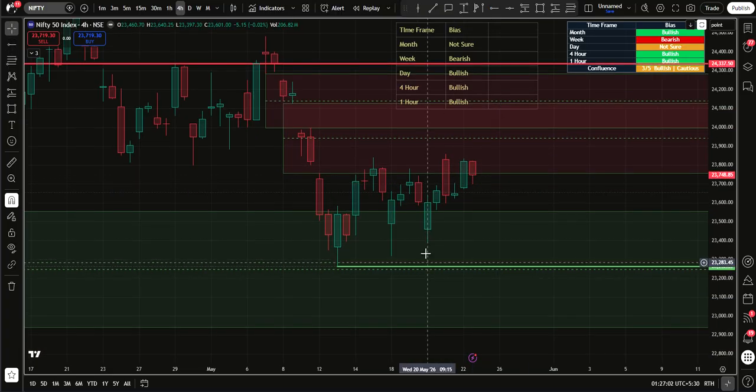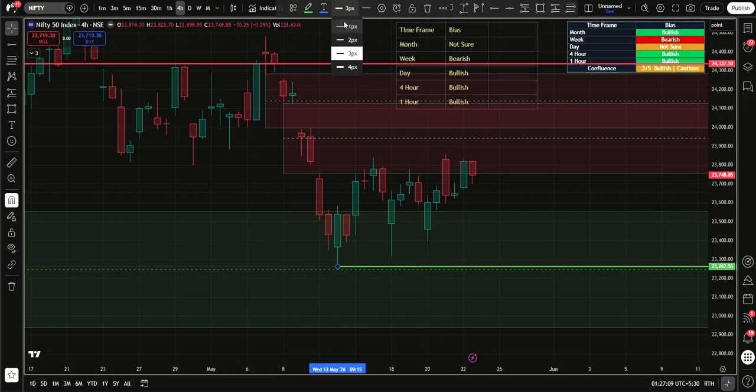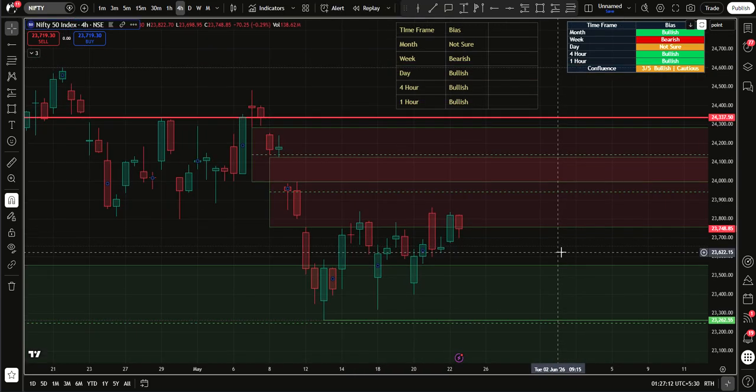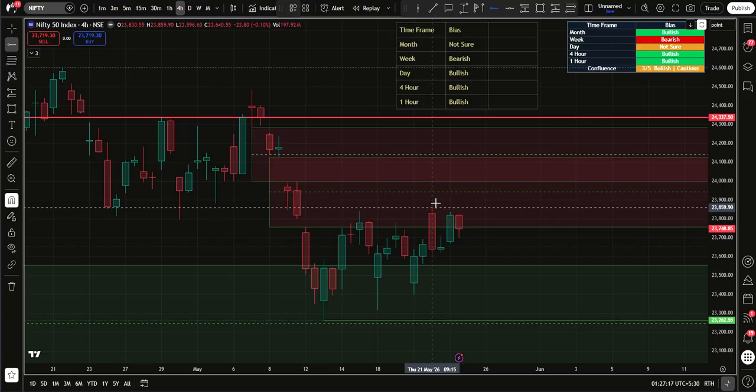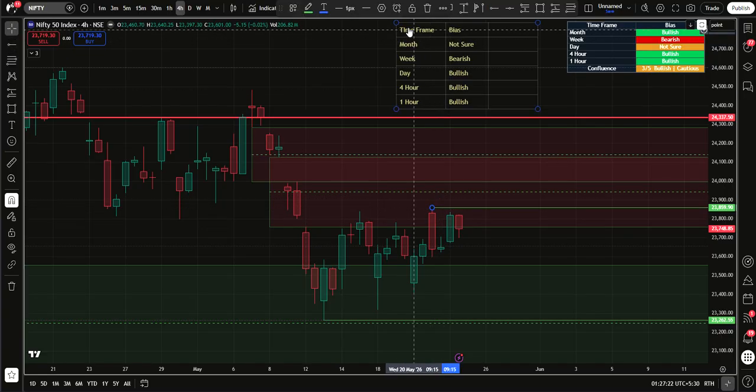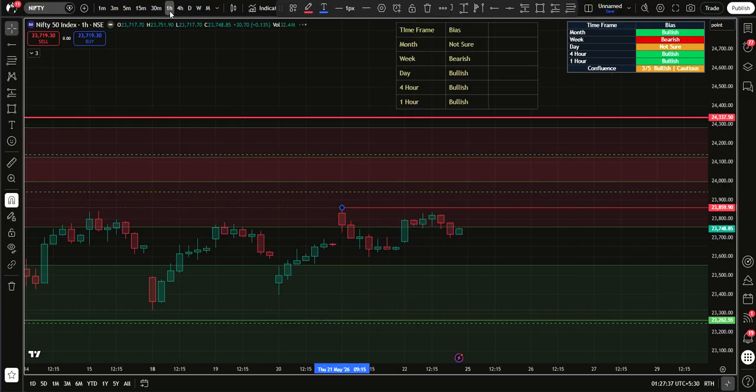Let me mark it with a thinner line. Where can I find the thinner line? Yeah, right here. So on a thinner line, this is where the buyers are, and where are the sellers? Well, incidentally, the sellers are right here. This level could be invalidated with a higher open. So that's what I'm expecting, and I'm not sure. Nifty can go anywhere. Going on to the hourly time frame.